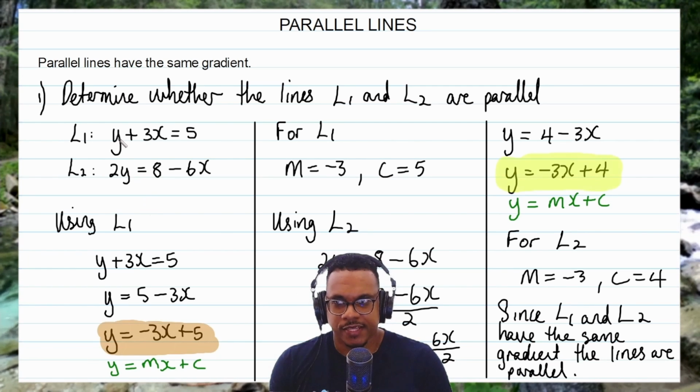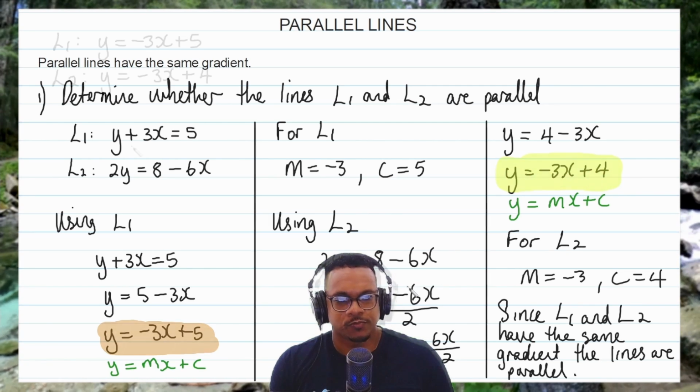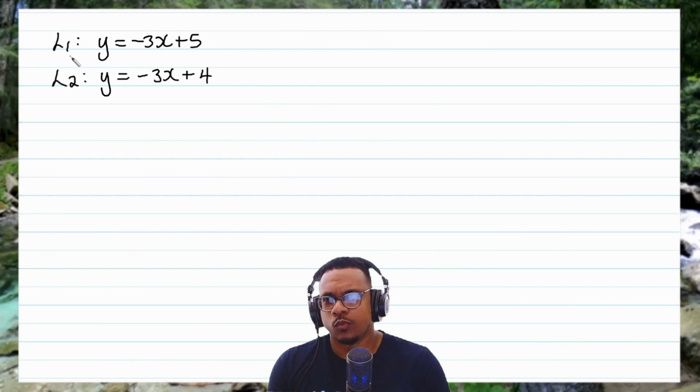So originally we had L1 in the form y plus 3x is equal to 5, and we transposed for y and got it in the form y is equal to negative 3x plus 5. So this is L1. And L2 we had it in the form 2y is equal to 8 take away 6x. We transposed for y and we got it in the form y is equal to negative 3x plus 4. So this is L2. So here I have the equations for L1 and L2 side by side. So you can clearly see they have the same gradient, but they have different y-intercepts.